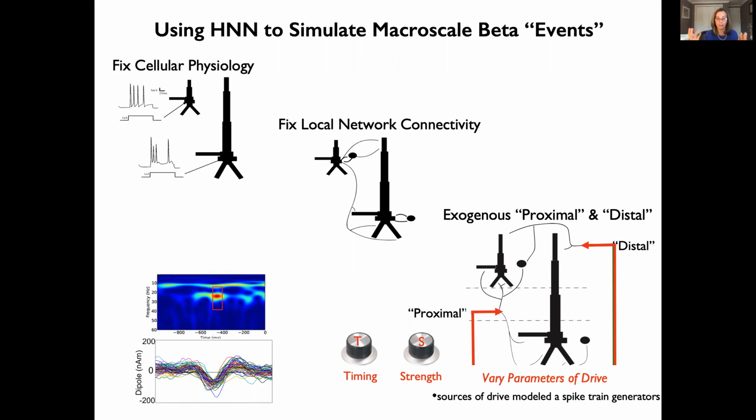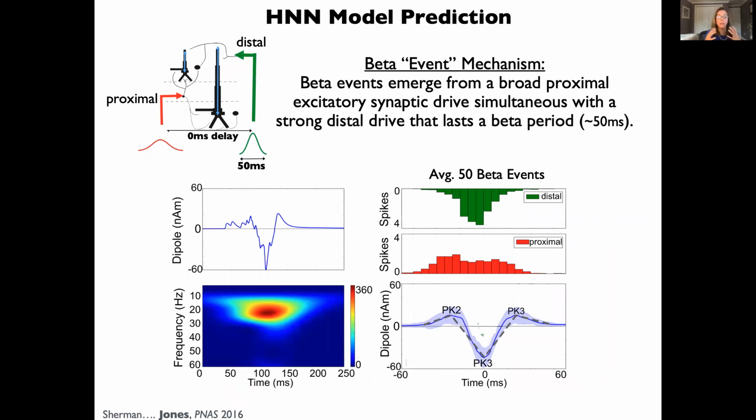So we have these spike trains that activate these proximal and distal dendrites to get activity in this neural network going. And through a long history, years of trying to get this right, we came up with the following hypothesis. These beta events emerge from the integration of a broad proximal input that's simultaneous with a strong distal input, and this distal input lasts 50 milliseconds. Okay, so we have two bursts of activity that come in and they hit the network. If this one comes in and it's stronger and it lasts 50 milliseconds, we'll get a beta event.